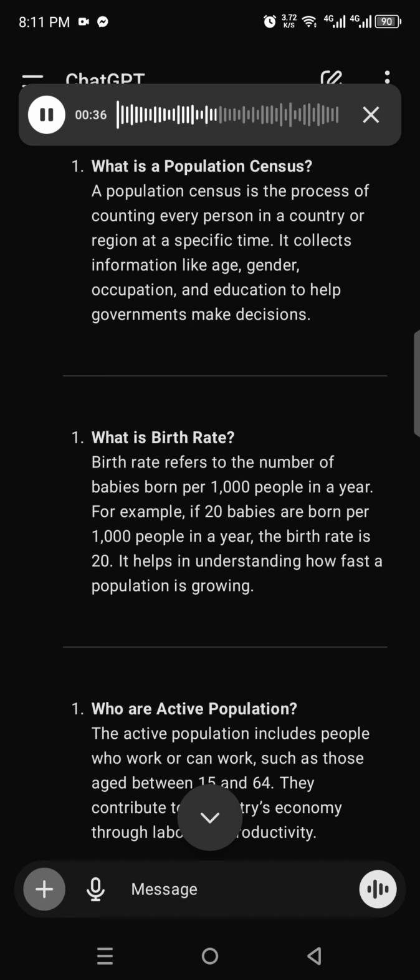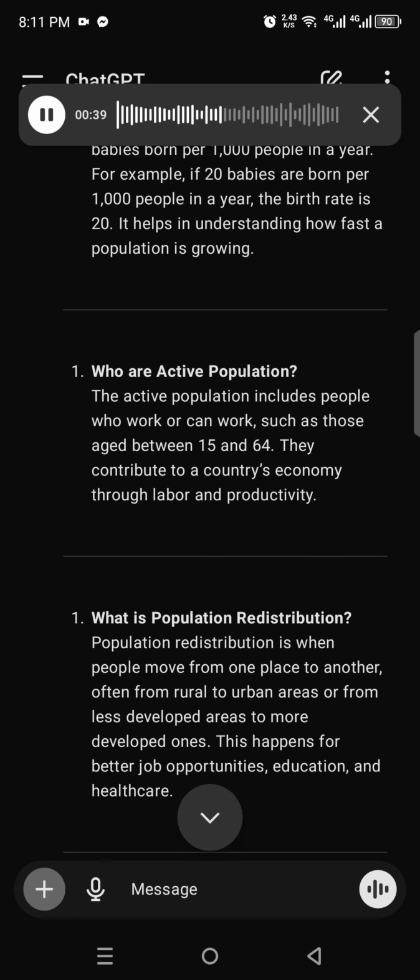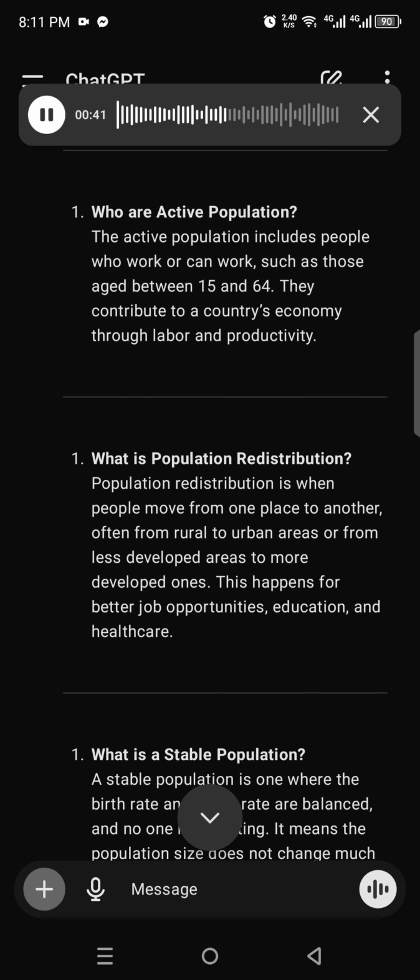3. Who are active population? The active population includes people who work or can work, such as those aged between 15 and 64. They contribute to a country's economy through labor and productivity.